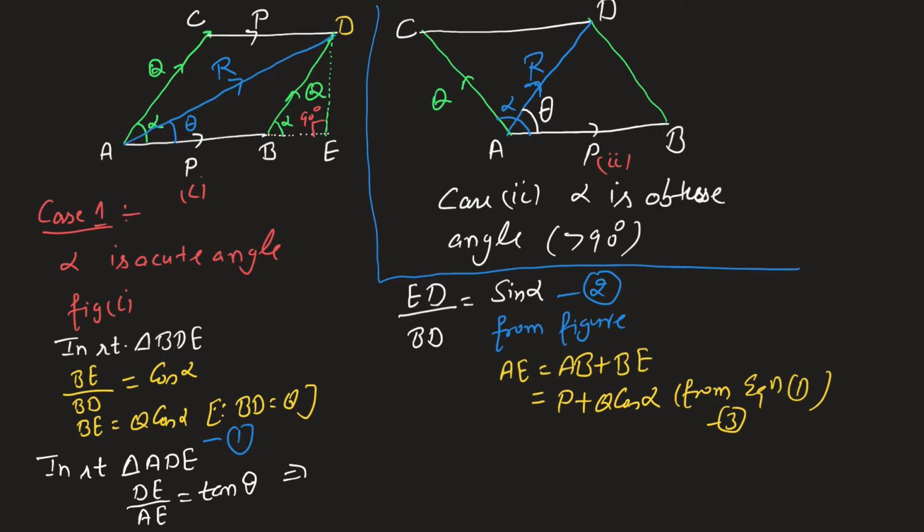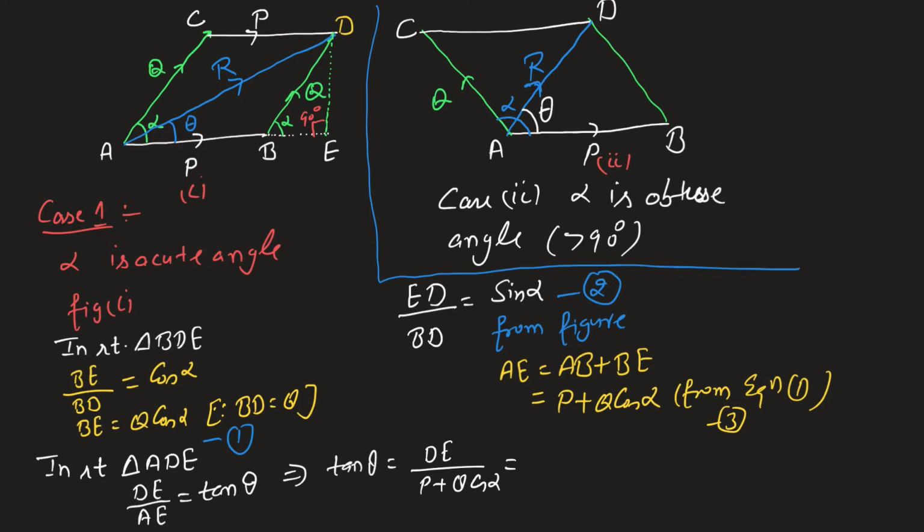This implies that tan theta is equal to ED upon AE. What is ED? Can anyone tell me what is ED? Do we have any value of ED or BD? ED and BD, both in magnitude, are the same. What is this? ED upon BD we have, and BD is Q. So let me just handle this one. AE is we have ED upon AE is P plus Q cos alpha.